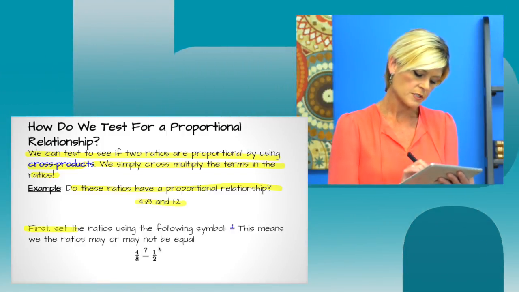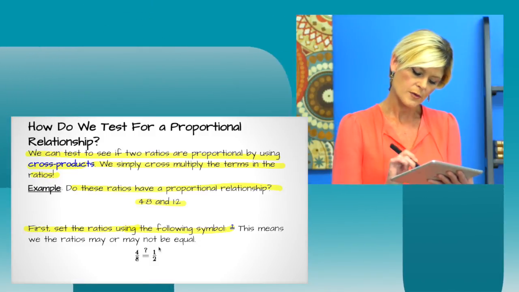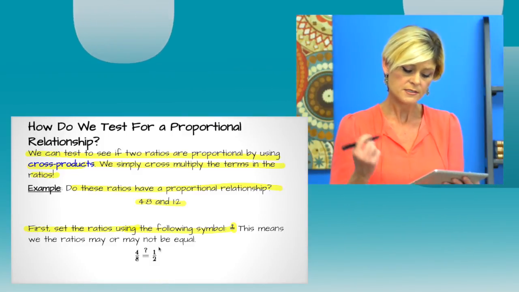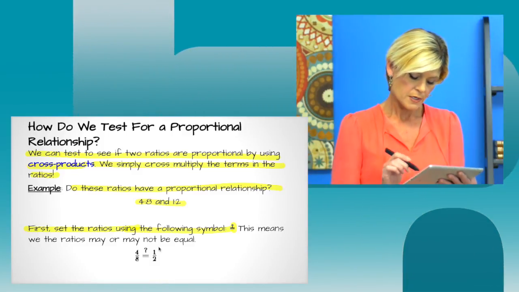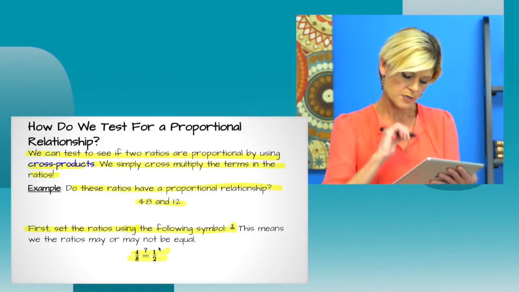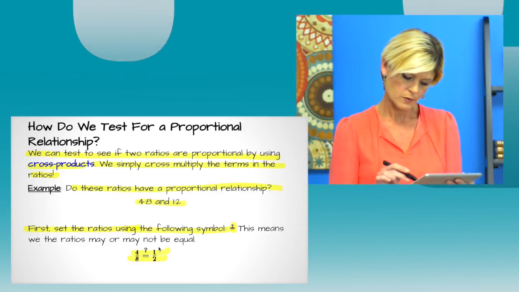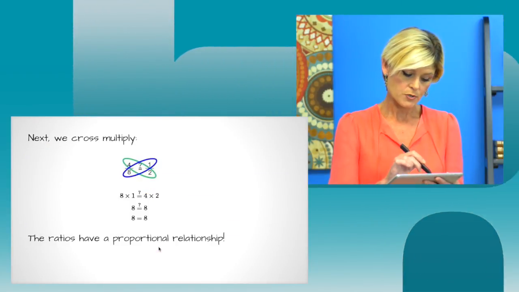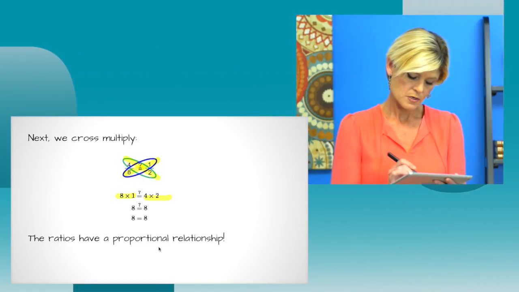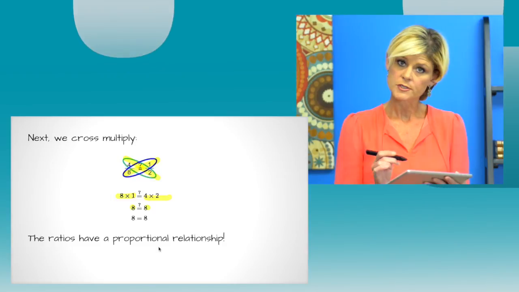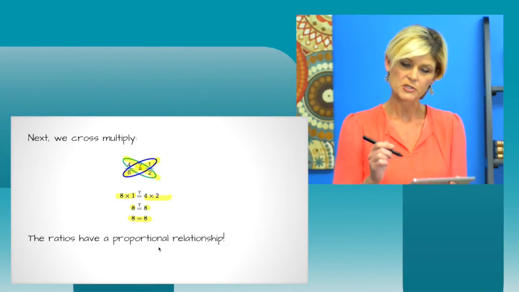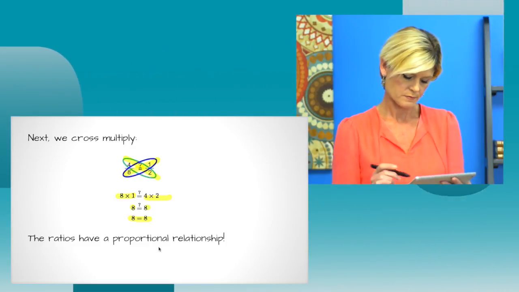So the first thing we're going to do is set the ratios using this symbol where we have a little question mark and then underneath it we have the equal sign. And this means that the ratios may or may not be equal. So I've got it written out here. 4 to 8, or 4 over 8 with the question mark equal sign, and then 1 over 2, or 1 to 2. The next step would be to cross multiply. So I have 8 times 1 and 4 times 2. 8 times 1 is 8. 4 times 2 is 8. Does 8 equal 8? Well, yes, it does. And there we know that the ratios have a proportional relationship.